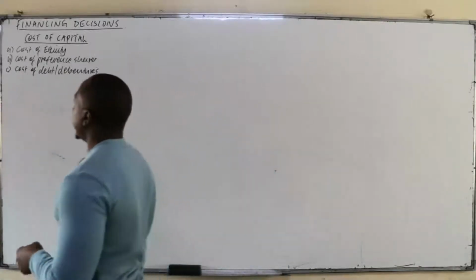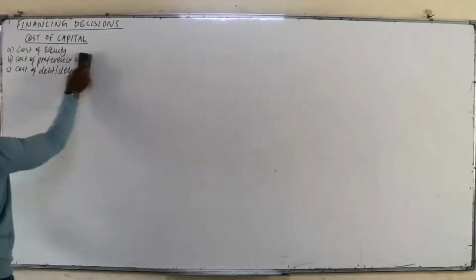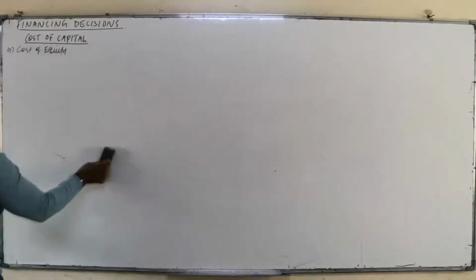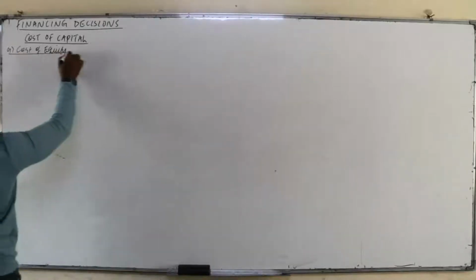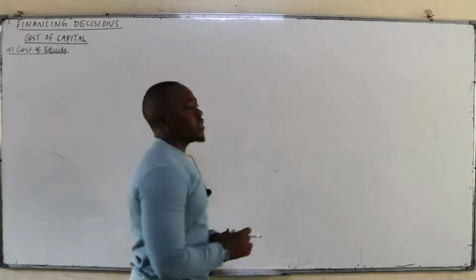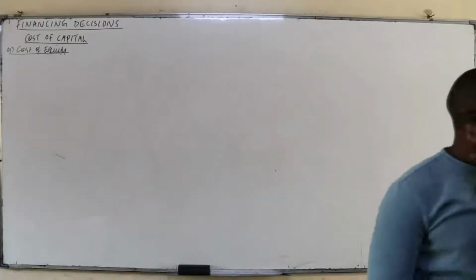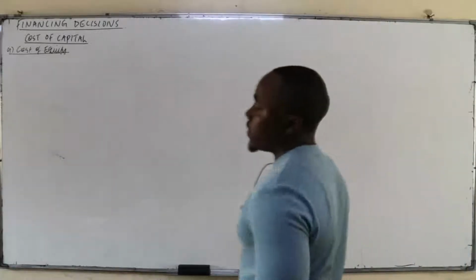Now let's start with A, cost of equity. This is the required rate of return by the ordinary shareholders, full stop. Cost of equity is classified into two.